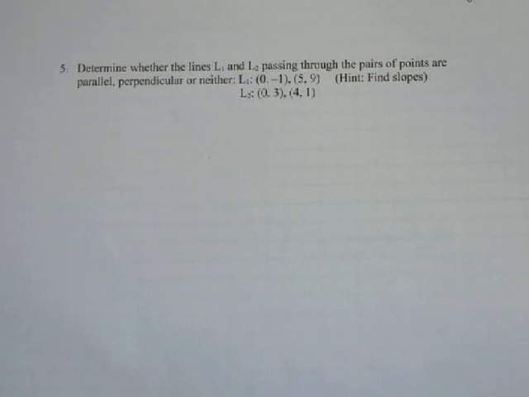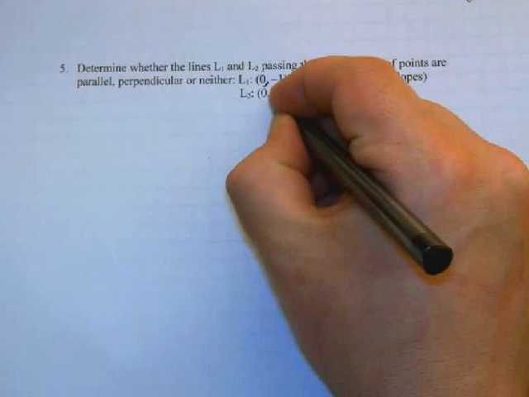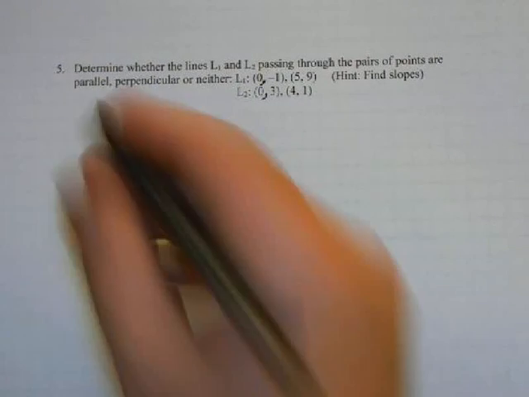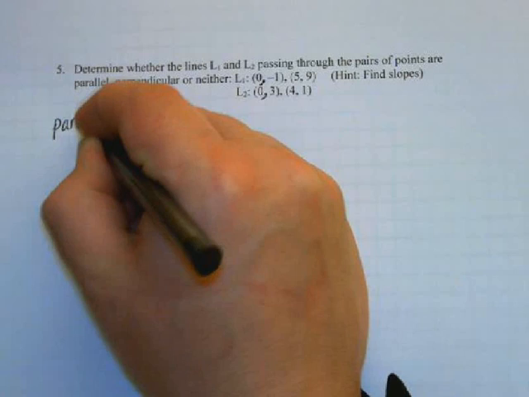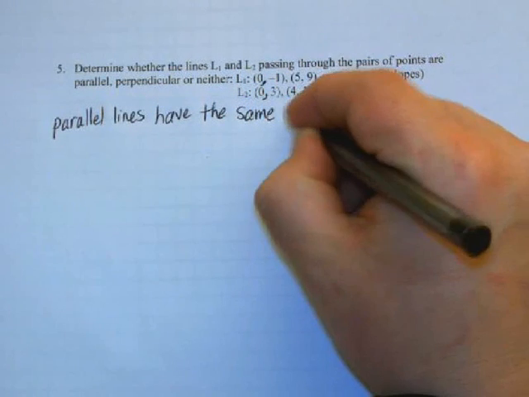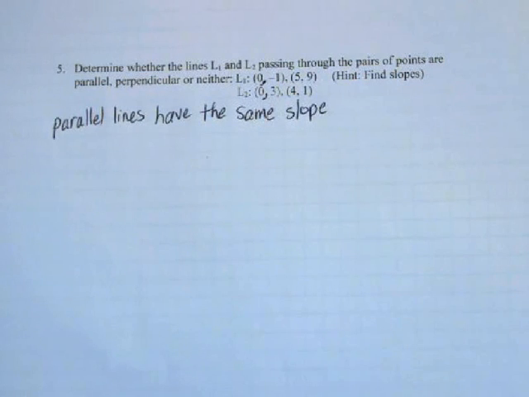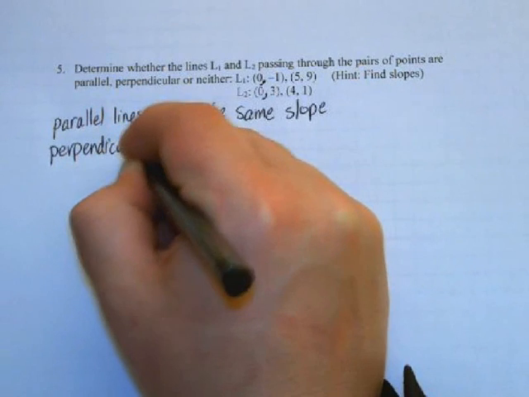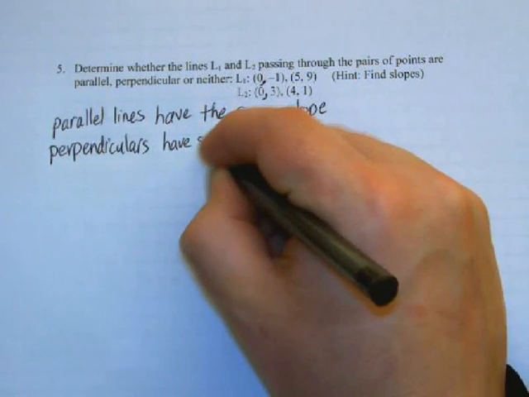Okay, for number 5, we're given 2 lines and 2 points on each line. And just so you know, those are supposed to be commas, not periods. And we're supposed to determine whether they are parallel, perpendicular, or neither. So let's recall the relationship between slopes. Parallel lines have the same slope. And then perpendicular lines have slopes that multiply to negative 1.